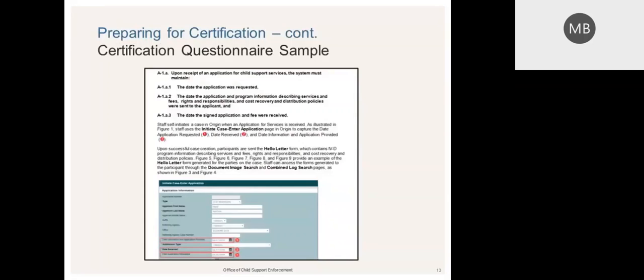Here is a sample of a certification questionnaire. The first section, bolded, shows the certification requirements from the guide. The second section provides a written response to each certification requirement, describing how the new system meets that requirement, and includes a screenshot. Next slide.